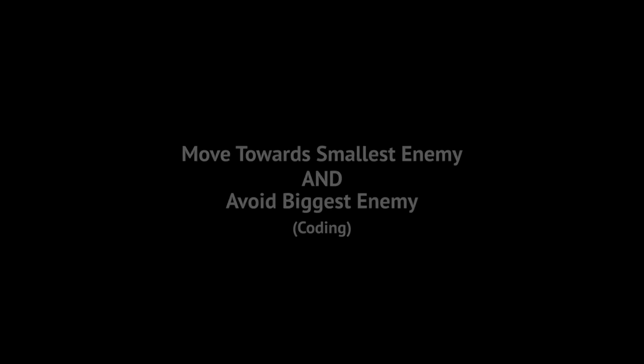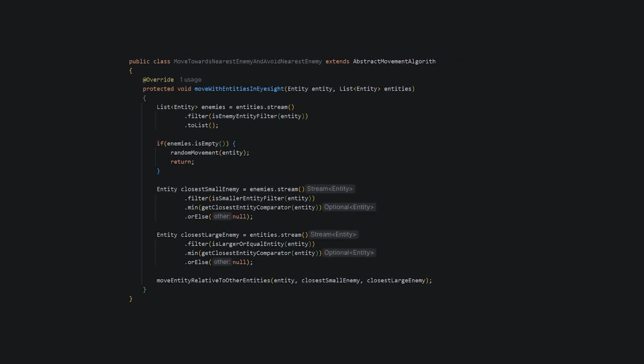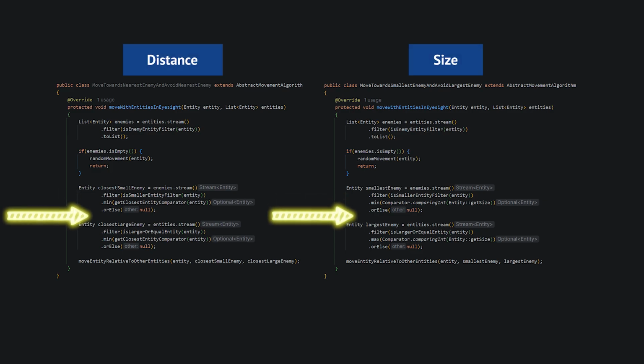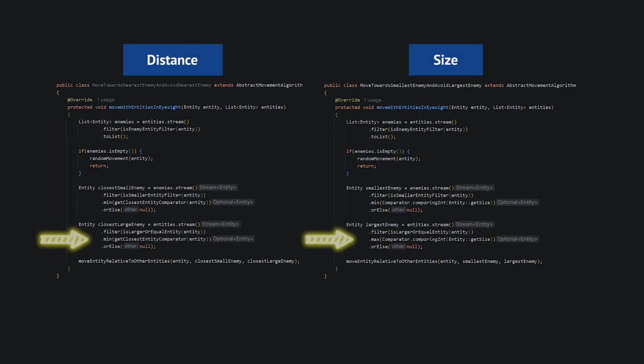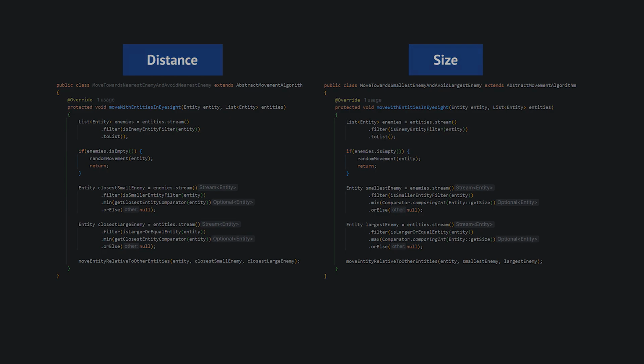This code is very similar to the previous movement algorithm, with the only change being that we now move towards the smallest enemy while also avoiding the largest enemy, instead of focusing on the nearest ones. As a result, the code is almost identical except for two lines, the min and max lines.